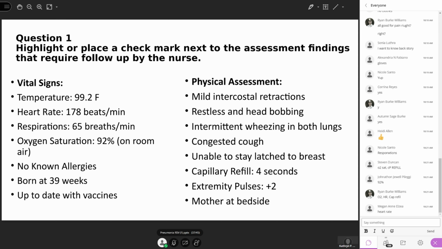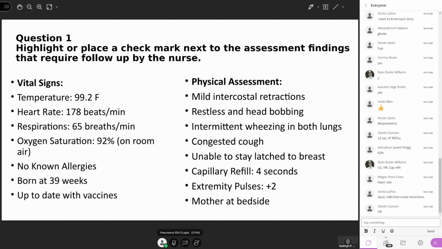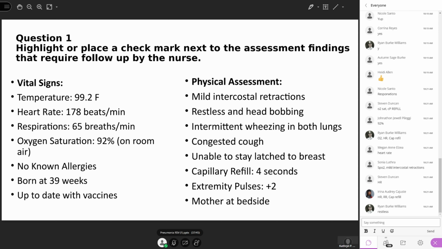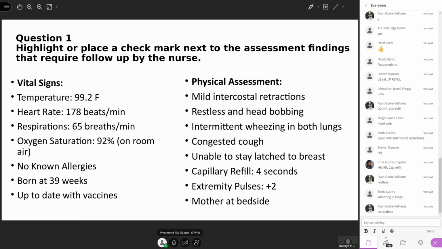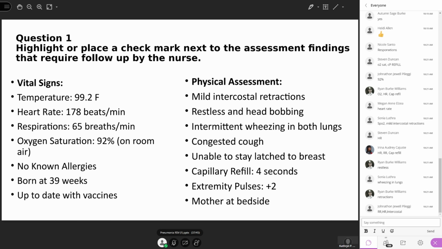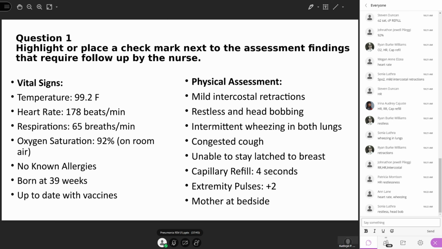I see the O2 set. I see the cap refill, heart rate, retractions, wheezing, head bobbing, no latch, unable to stay latched. Okay. Let's see how you did.